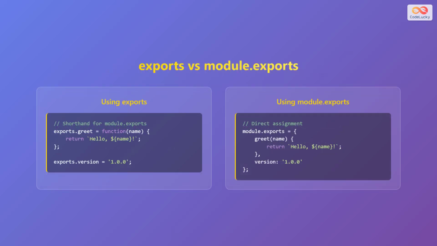Now let's clarify the difference between exports and module.exports. Exports is a shorthand for module.exports. When using exports, we are essentially adding properties to the object that module.exports initially points to. On the left, using exports, we add a greet function and a version property to exports. On the right, using module.exports, we directly assign a new object containing the greet function and a version property. It's crucial to understand that assigning a new value to module.exports will override anything assigned to exports.